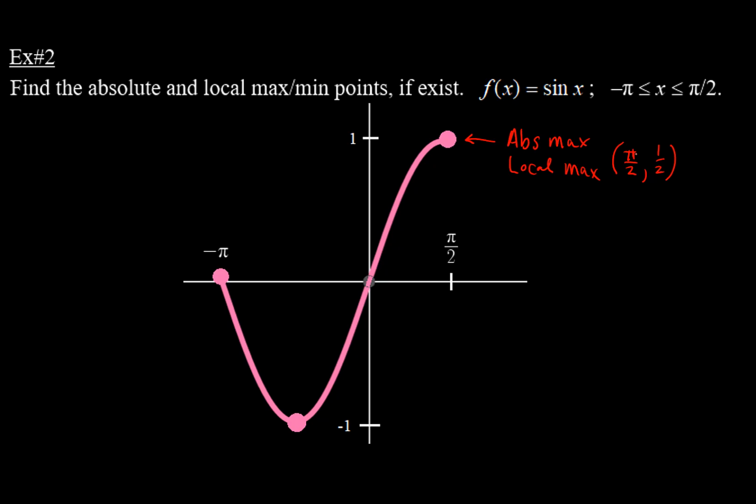And then here, I have an absolute min and a local min at this point of -pi over 2, -1. And then this one here, I would consider this a local max. And that would be at the point negative pi and 0.